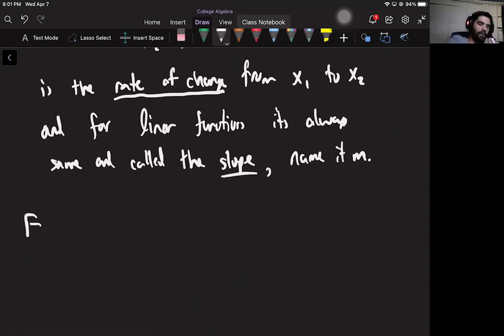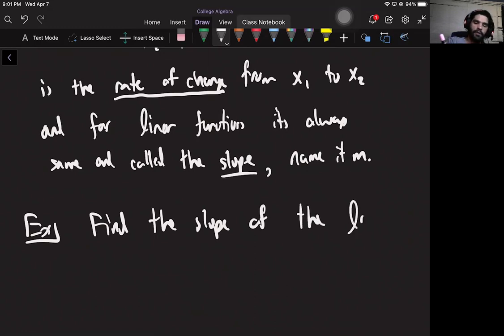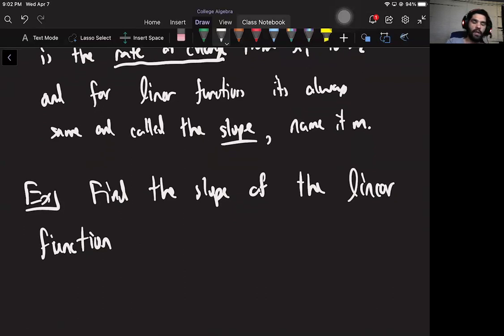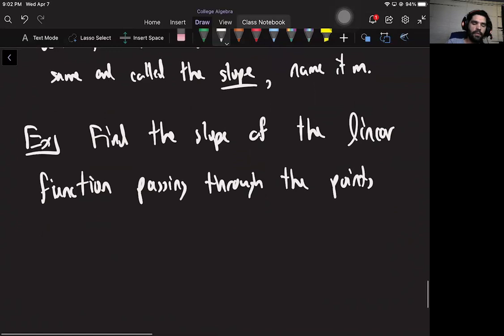Okay, so let's do a little example here of finding the slope. So find the slope of the linear function. We're not going to be given the linear function. Instead, we're just going to be given that it's passing through two points, different than the previous example: passing through the points (2, 6) and (3, 10).